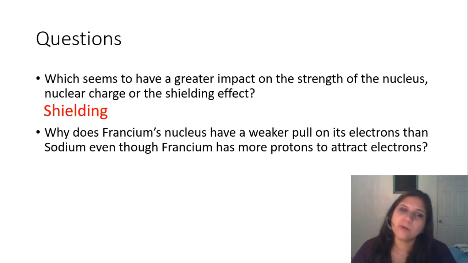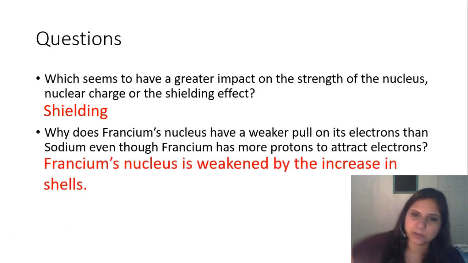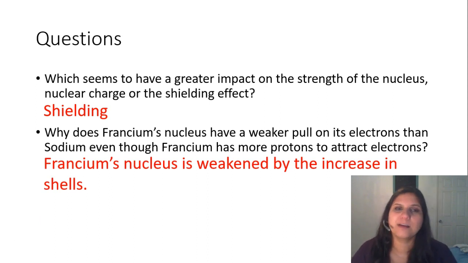Okay. Next question, why does francium's nucleus have a weaker pull on its electrons than sodium's, even though francium has more protons to attract those electrons? And the reason for that is all of those shells, which we call a shielding effect, weakens the pull of francium's nucleus. So it says francium's nucleus is weakened by the increase in shells.